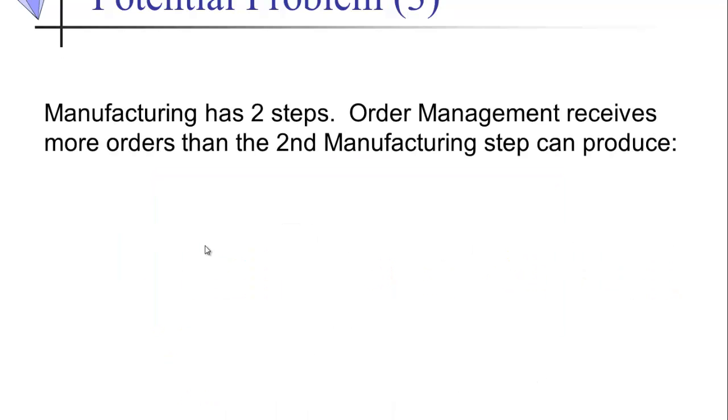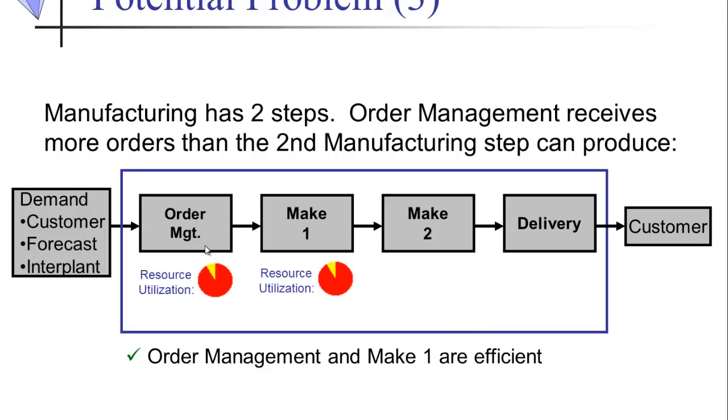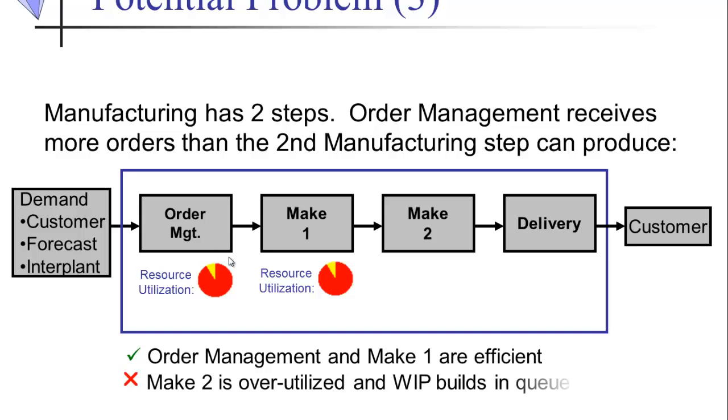Next, let's take a look at the case when manufacturing has 2 steps. So order management receives more orders than the second manufacturing step can produce. So it looks something like this. Order management's fine. Operation number 1 is fine. Everything's looking good. I get to operation number 2 within manufacturing. It's overutilized, and work in process builds in queue, meaning delay.